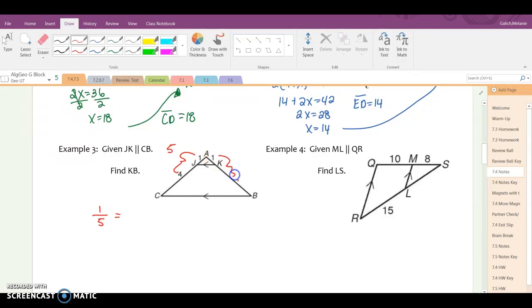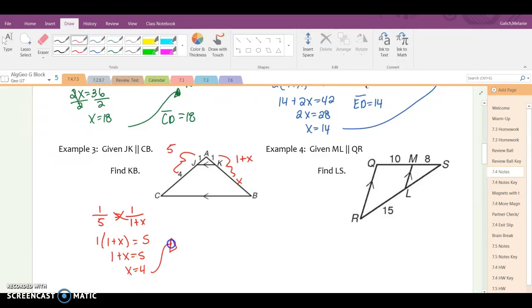Okay, and this side, we don't know what this is, so I'm going to make it x. So the whole side becomes 1 plus x. So now we have 1 over the total, which is 1 plus x. We have a fraction equal to a fraction, so cross multiply. 1 times 1 plus x equals 5 times 1, which is 5. So 1 plus x equals 5, so x equals 4 if you slide that over.